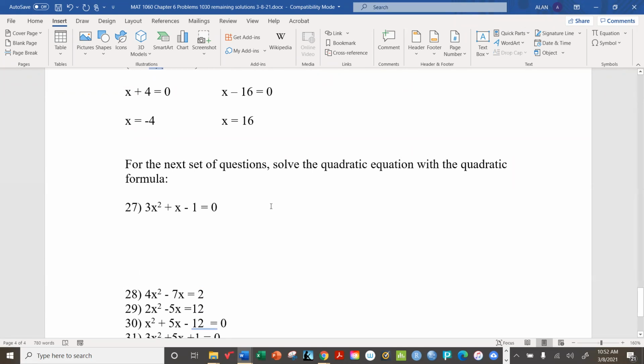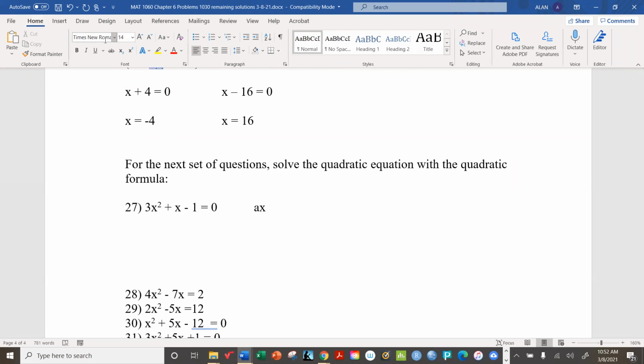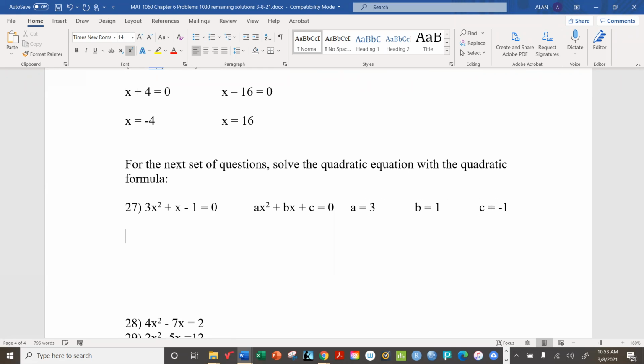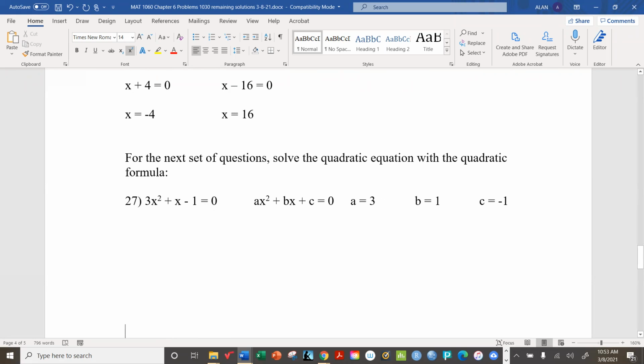Now, right off the bat, remember the standard form for a quadratic equation is ax squared plus bx plus c equals 0. So that means in this example, a is 3, b is 1, there's an implied 1 coefficient in front of x, and c is negative 1. So with that information, we have everything we need to solve this problem by using our friend, the quadratic formula.